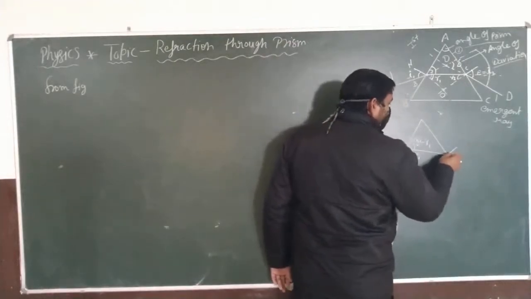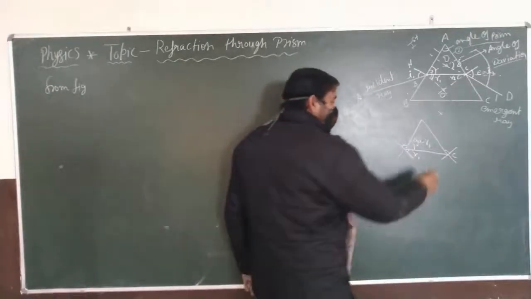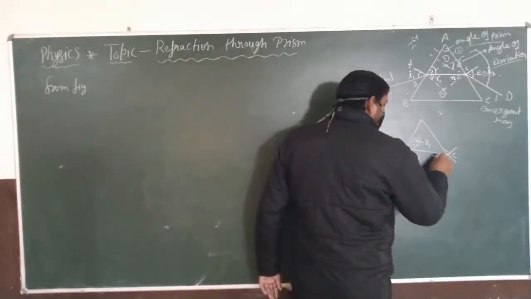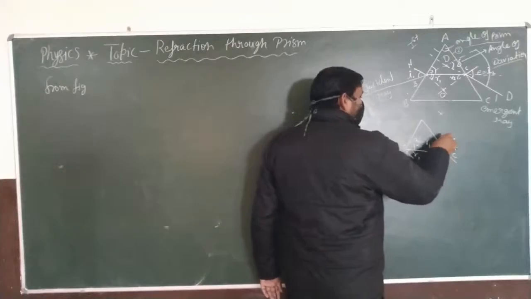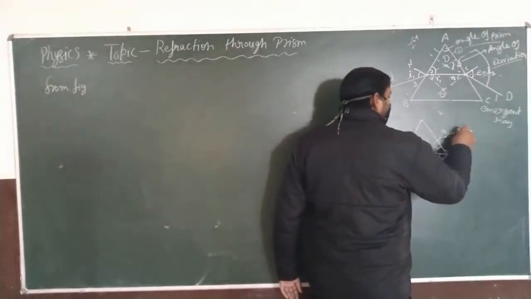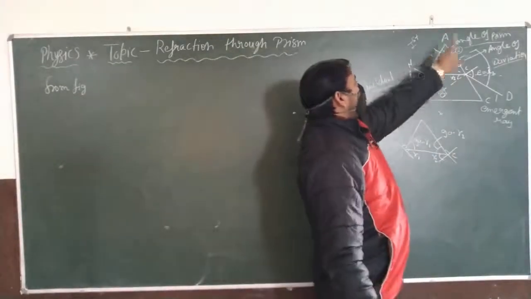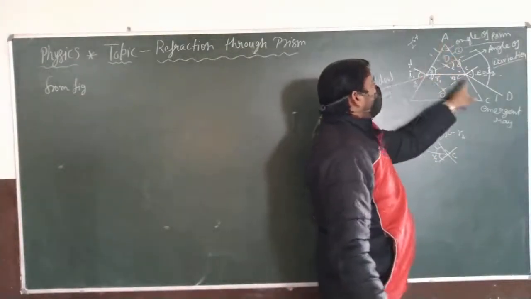Okay, similarly, this is the normal at C, clear, and this is R2. Now how much is this value? The answer is 90 minus R2. Clear?